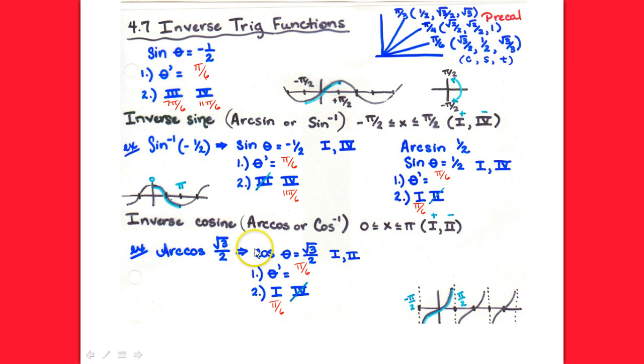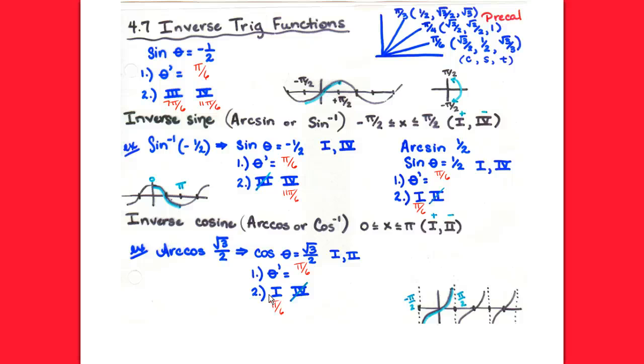Same story down here. We had cosine is positive square root of 3/2. Positive in the first, negative in the second. I have to be in the positive first quadrant. There's no need to think about first and fourth and toss fourth out. So I can even save myself that extra step.